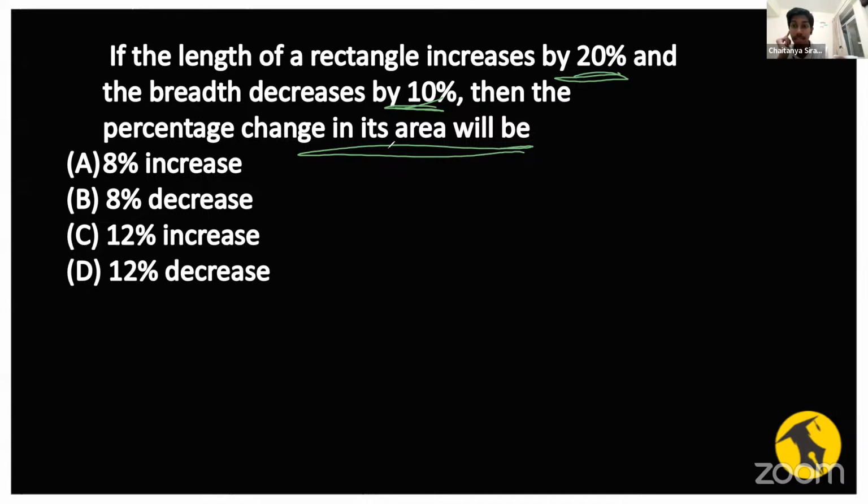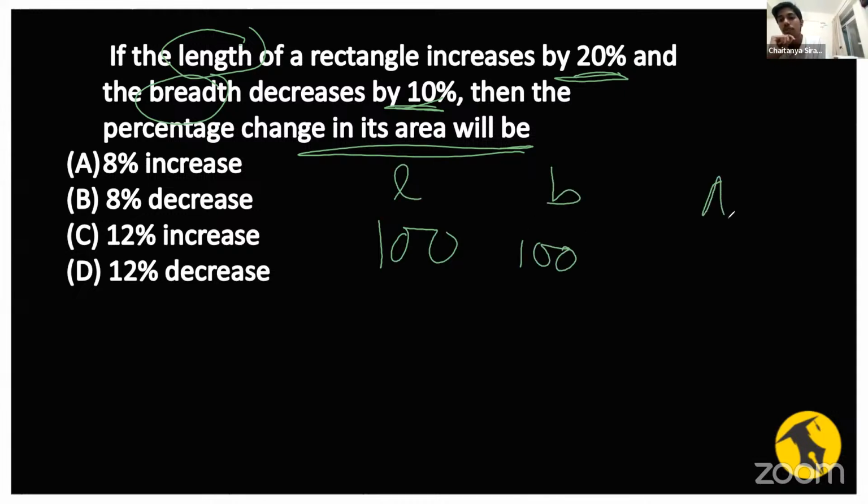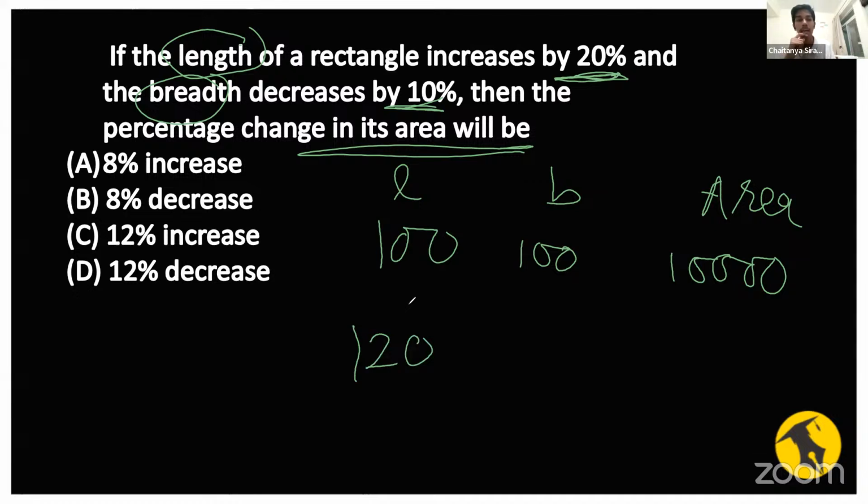All right. We did something similar for that family rice consumption. However, in this case, the length and breadth are both changing. Let's say originally I had a square or a rectangle with length 100 and breadth also 100. So what was my area at that point? It was 10,000. Now they are saying the length has increased by 20%. So it has increased to 120 and the breadth has decreased by 10%. So it is 90.